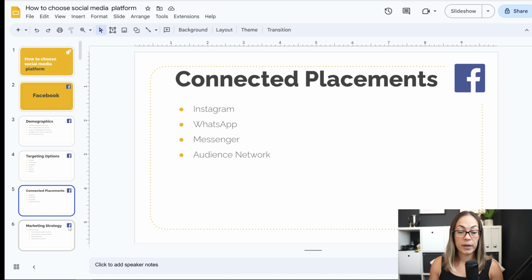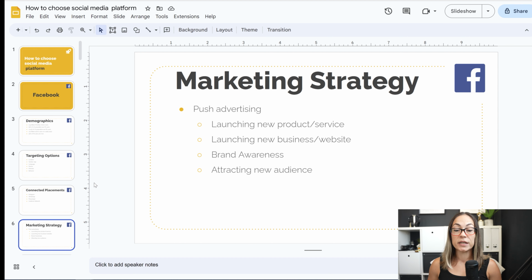The next key metric that I should know of is marketing strategy. What kind of marketing strategy do different social media platforms have? Is it B2C, B2B?